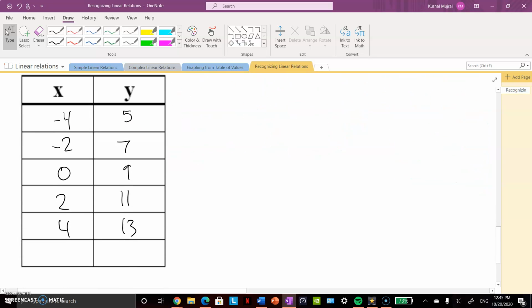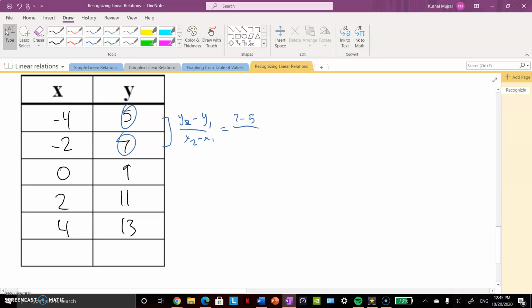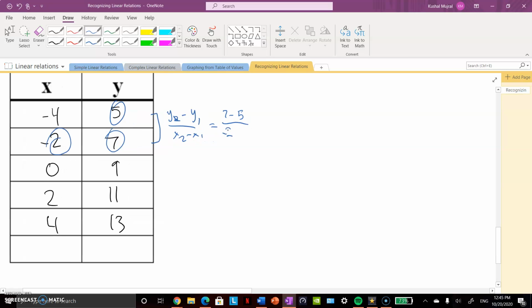Let's look at this one now. y2 minus y1 over x2 minus x1: y2 is 7 minus y1 is 5, over x2 is negative 2 minus x1 is negative 4. So this becomes 2 over negative 2 plus 4, which is 2 over 2. So m equals 1 over here. Let's take a look at this one.